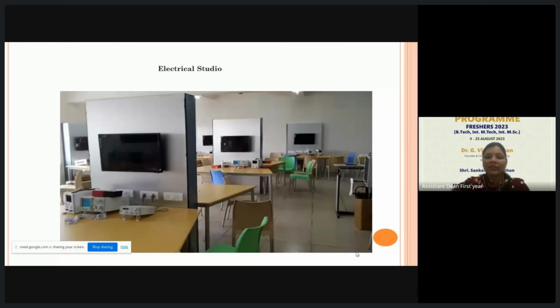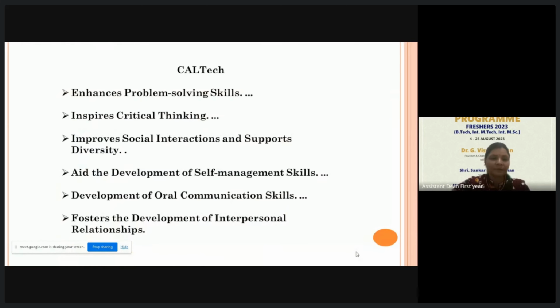This is the electrical studio of VIT Bhopal. So why CALTech? The question arises that why we need to go for the CALTech, or why actually we have adopted the CALTech? Because it enhances problem solving skills.